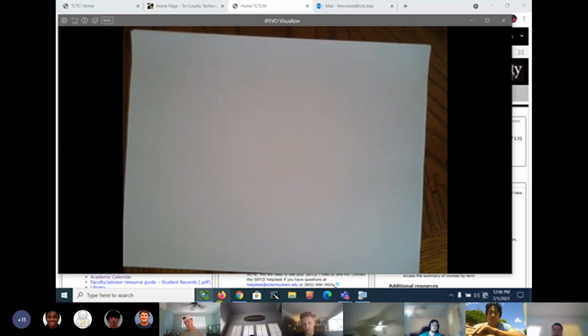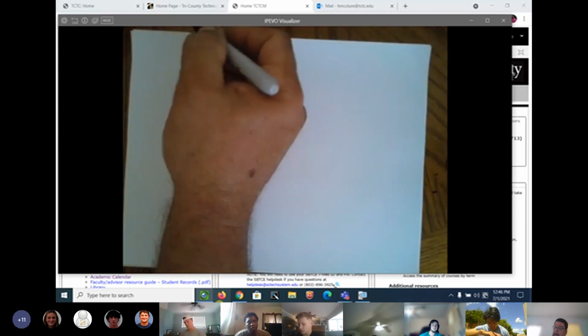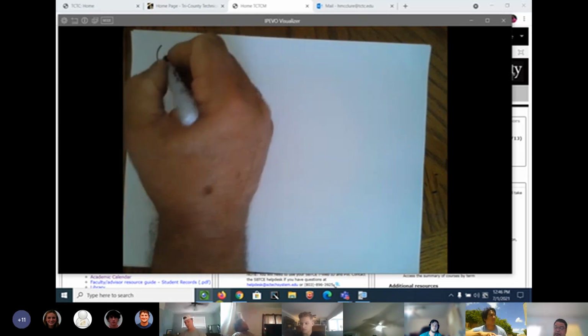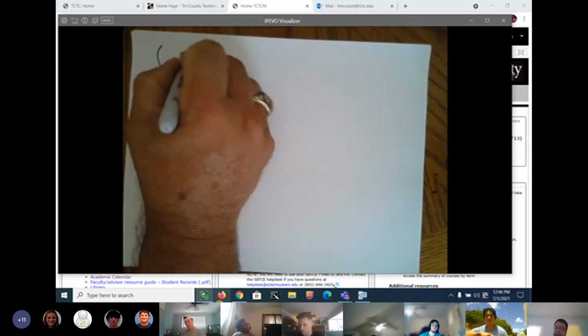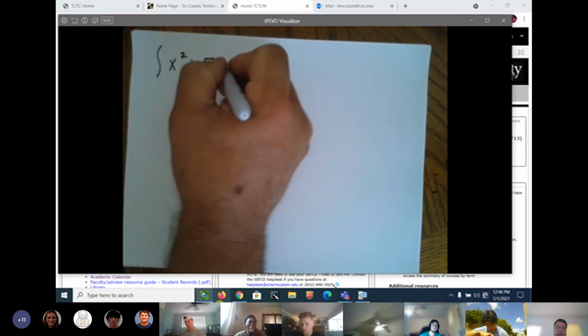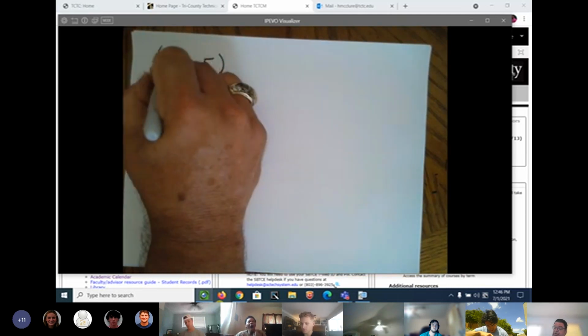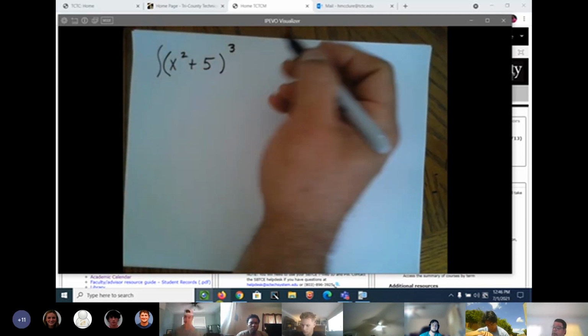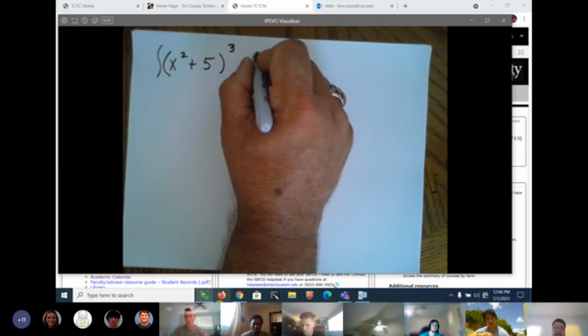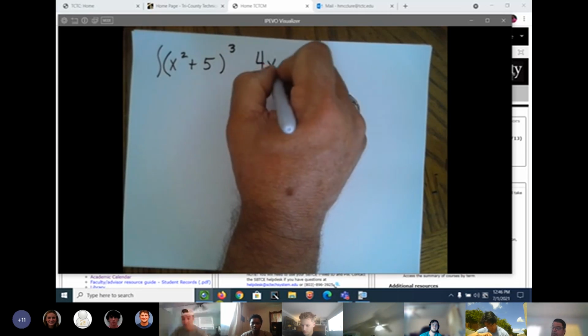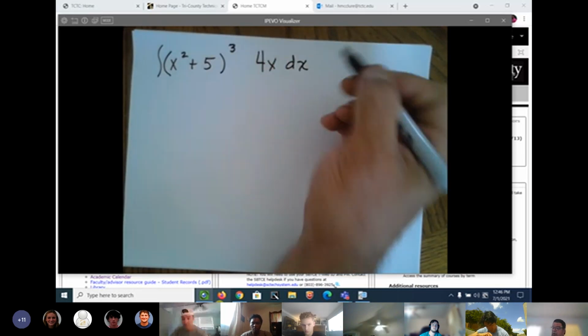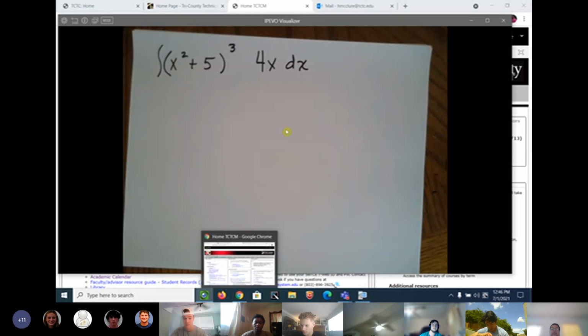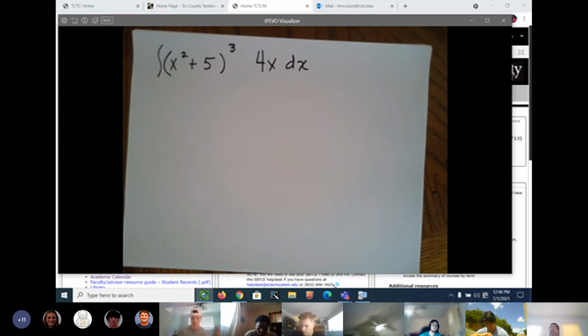Okay, so try this one. The antiderivative of x squared plus 5 raised to the third power, 4x dx. I already moved it for you. All right, take a look at that one. Find out what u is. Take a minute or two. I'll give you a couple of minutes. I'm going to step away for a second.